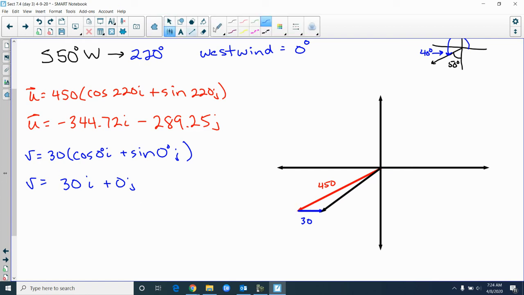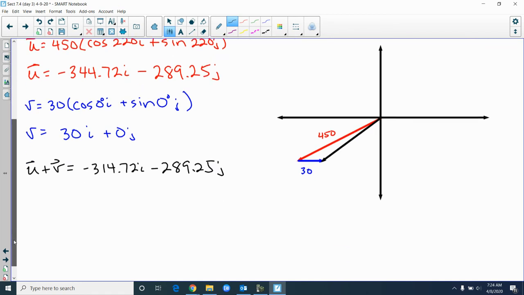Now I need to find U plus V. When I add those together, negative 344.72 plus 30 is going to give me negative 314.72i, and then it's just going to be minus 289.25j. I've got to find the magnitude. The magnitude will be the speed. That'll be the ground speed, what it's actually traveling with the effect of the wind.